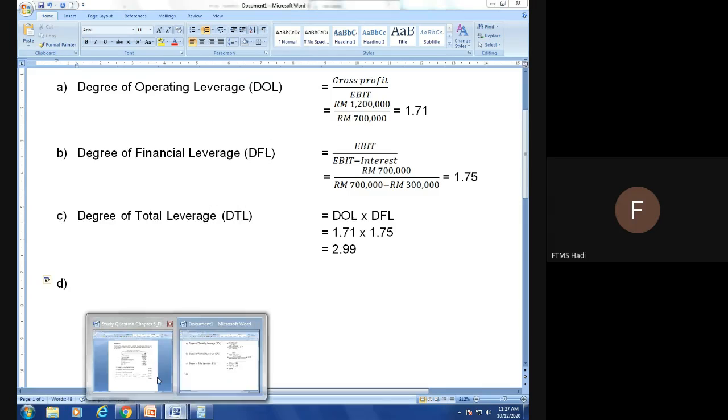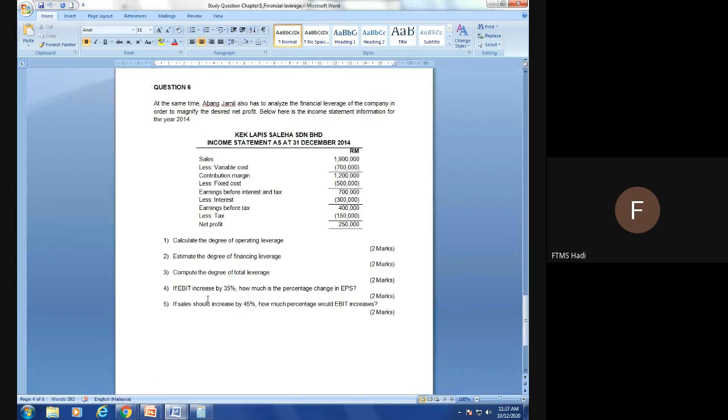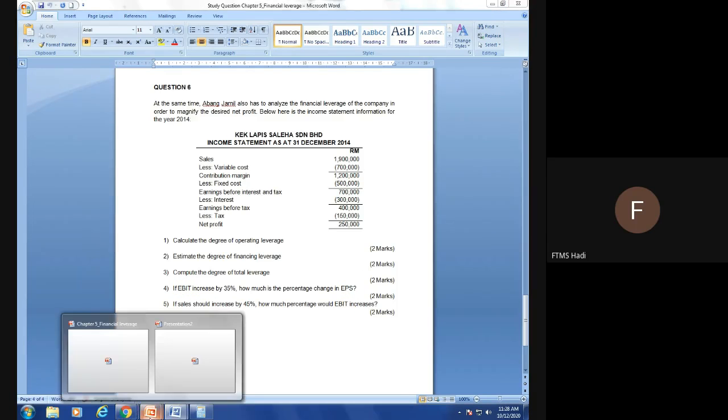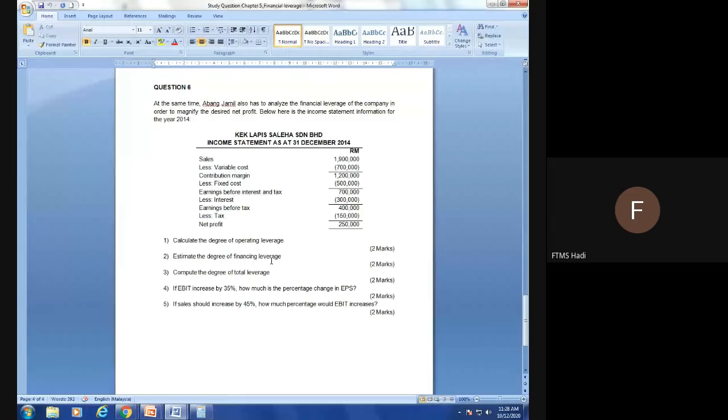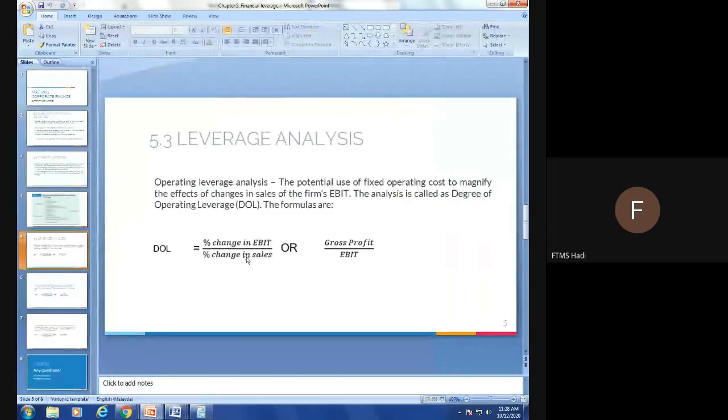All right, the next question: if EBIT increased by 35%, how much is the percentage change in EPS? Some students are confused and have no idea how to answer this. Let me tell you. We have the component EBIT and the component EPS. What is the formula that has EBIT and EPS together? Let's check: this one has EBIT and sales, but the problem has EBIT and EPS, so we cannot use DOL.